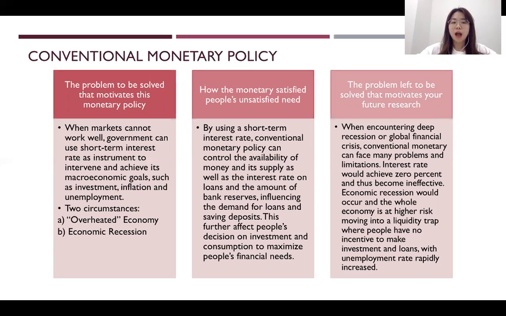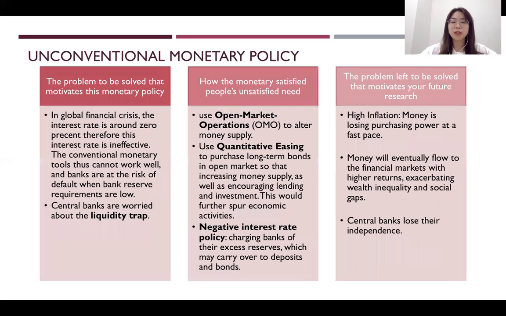So we come to the unconventional monetary policy for the problems within the conventional monetary policy. The problem to be solved is that during the 2008 to 2009 global financial crisis, the interest rate is around 0%, which is ineffective. The conventional monetary tools cannot work well, and the banks are at the risk of default with its reserve requirements are really low. So the central bank are worried about the liquidity trap.